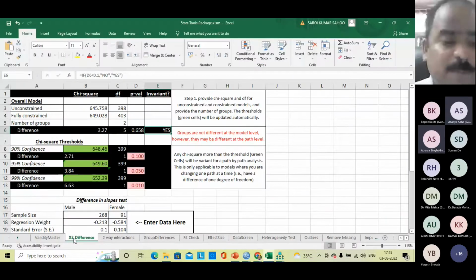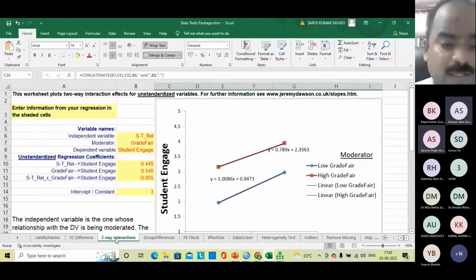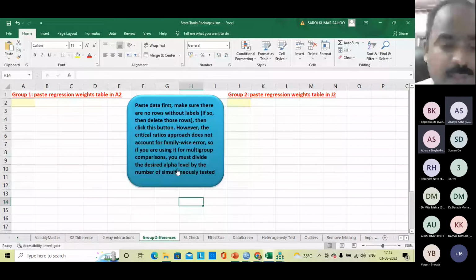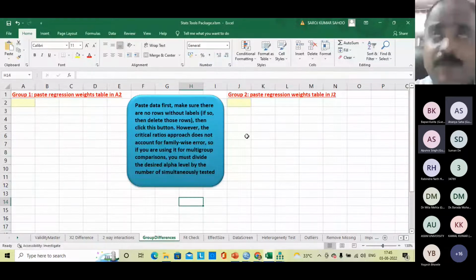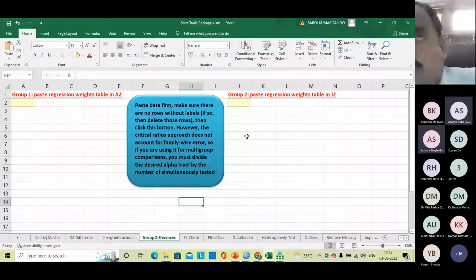Go to the chi-square difference option. There are so many options. The first option was validity master. Then there is two-way interaction, and there is group difference. This group difference requires macro, that is the reason I am not going there.